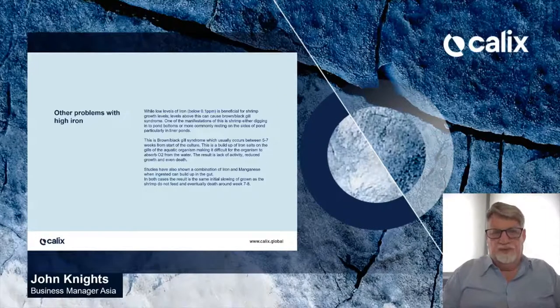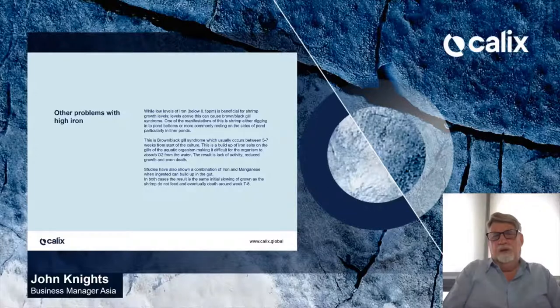Other problems with high iron. While low levels of iron, this is below 1 part per million, are beneficial for shrimp growth, levels above this can cause the brown or black gill syndrome. One of the manifestations of this is shrimp either digging into the pond bottom or, more commonly, resting on the side of ponds, particularly in liner ponds.